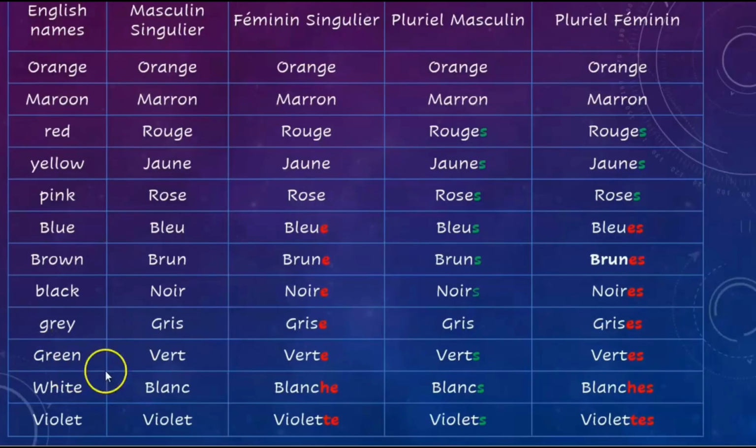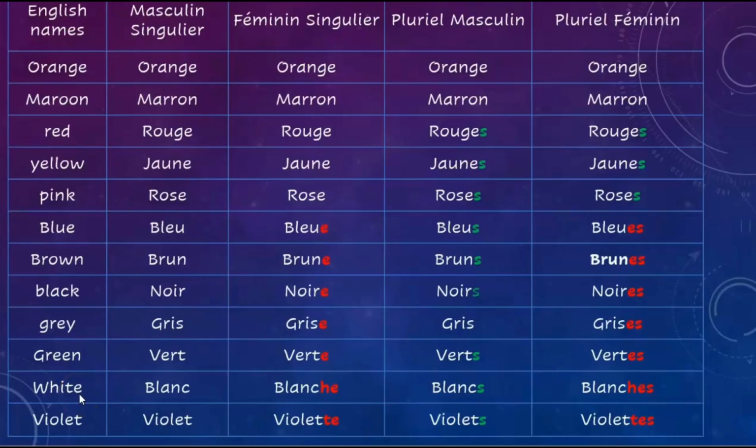Now we move to green color. Vert. Masculine singular is vert. Feminine singular is verte. E is added. Masculine plural, S is added, verts, and the pronunciation is vert. Feminine plural, pronunciation is vert and ES is added, vertes.